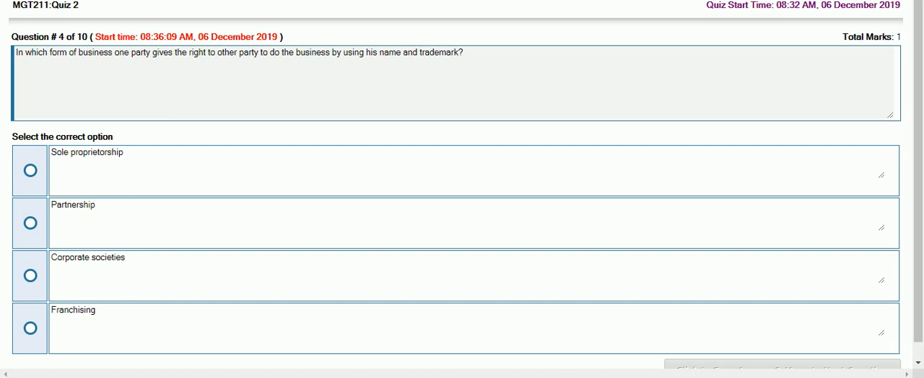In which form of business does one party give the right to the other party to do business by using his name and trade? Definitely not sole proprietorship, it's not partnership, it's not corporate societies, it is definitely franchising.